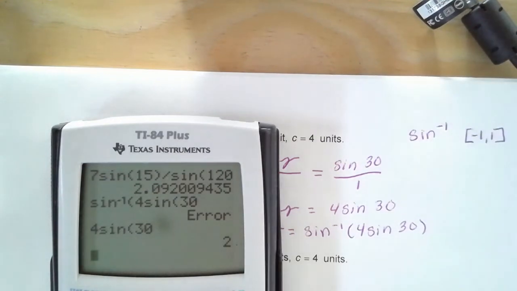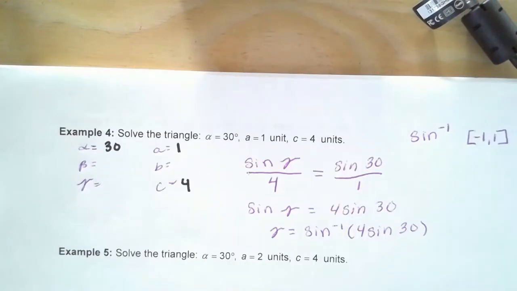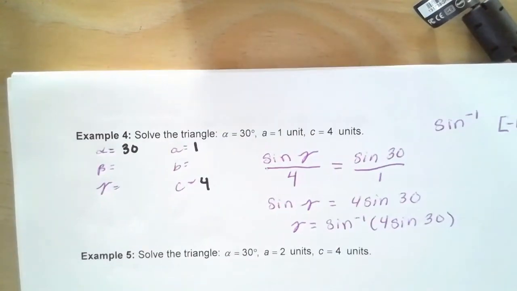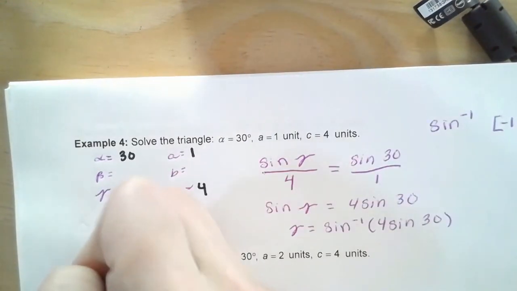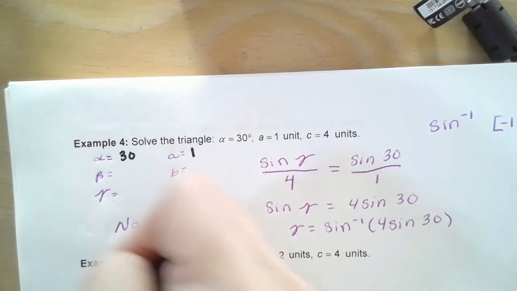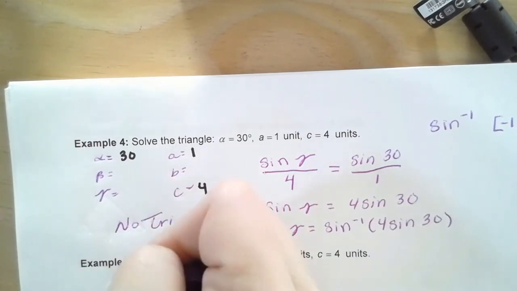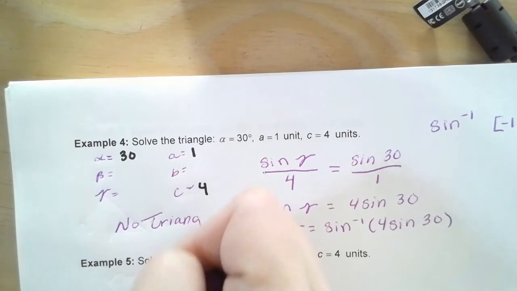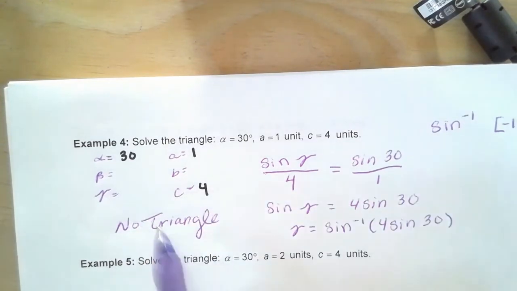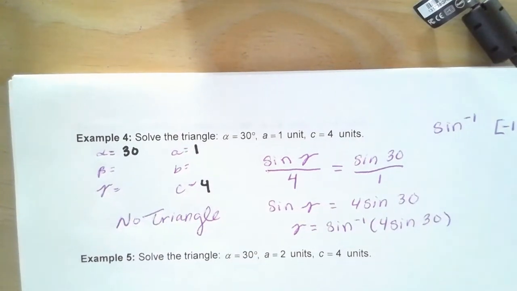Remember, it's the first and the fourth quadrant. Well, does that include 2? No, it doesn't. Because it doesn't include 2, that means it can't work. So there is no triangle. We cannot make a triangle with these 3 measurements. Okay.